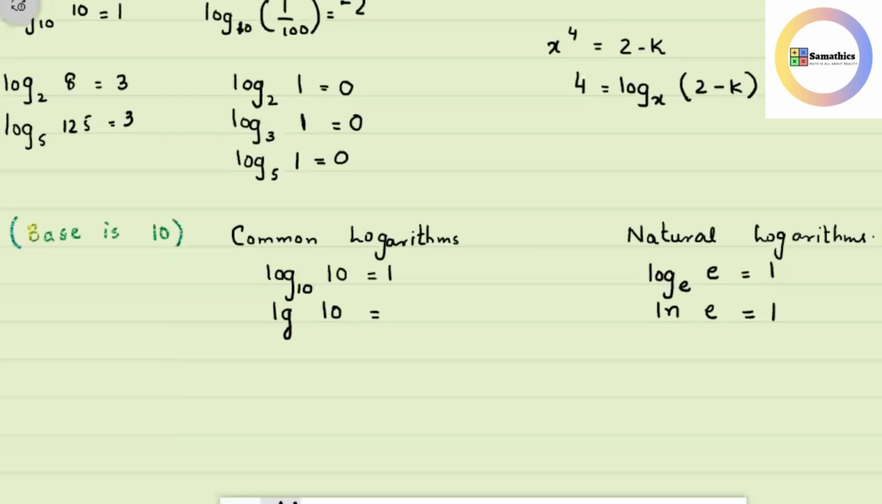And when the base is e, we simply write ln e, right? So whenever we have these two the same, we write the answer as 1. So lg 10 is equal to 1. In the same way, we have log to the base e of e, which is equal to 1. So we can simply write ln e is equal to 1. So whenever you get lg 10 somewhere, the value of lg 10 is 1.